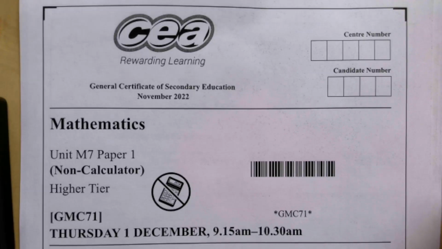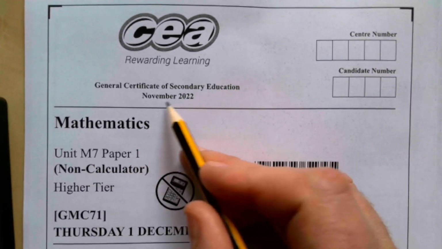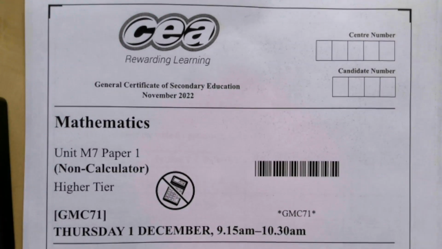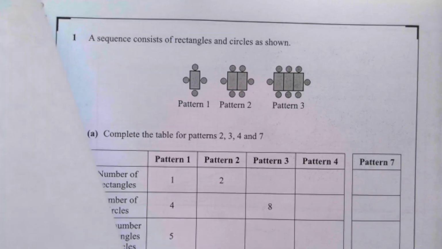This is a CCEA Mathematics M7 Paper 1. It's from the November Theory Series 2022 and from Thursday the 1st of December. So let's take a wee look then at our question 1.